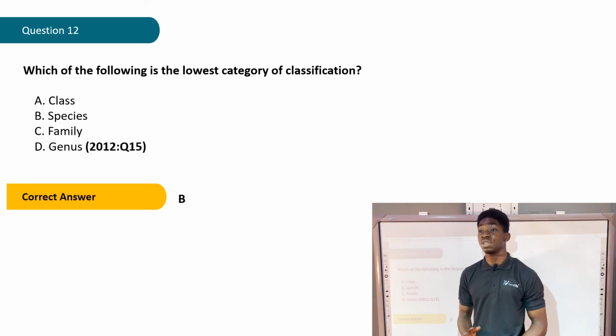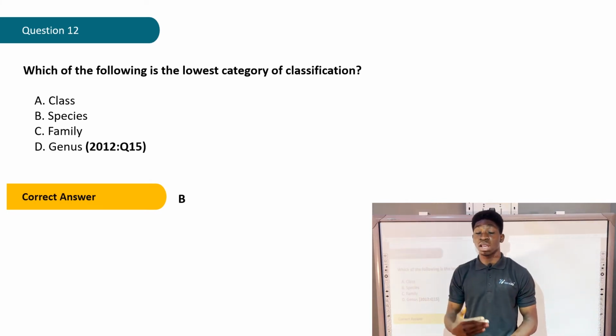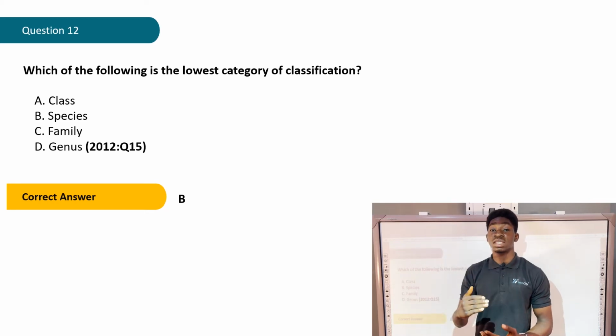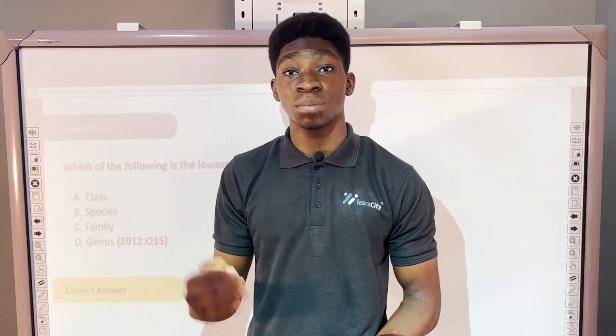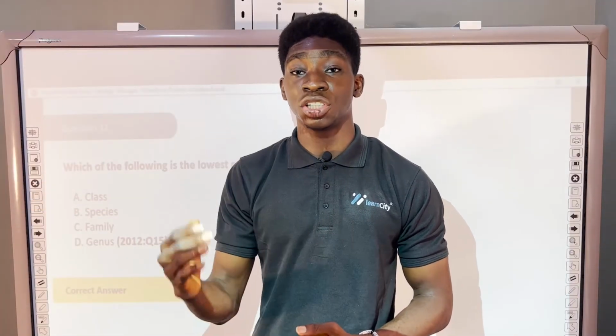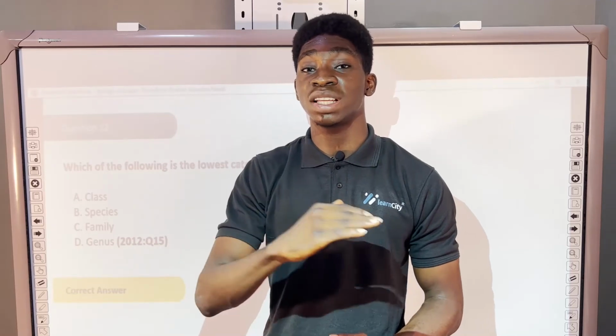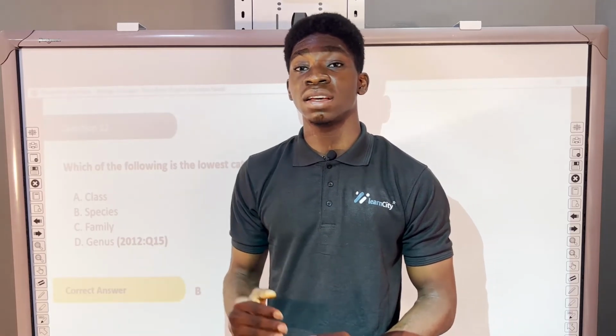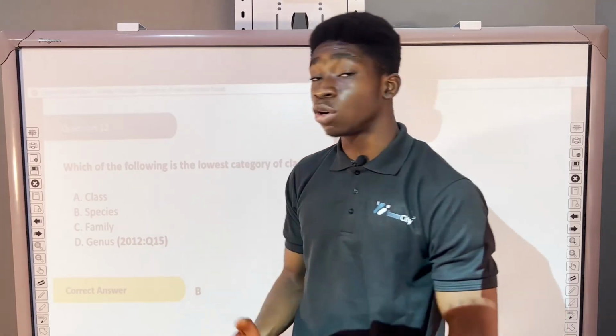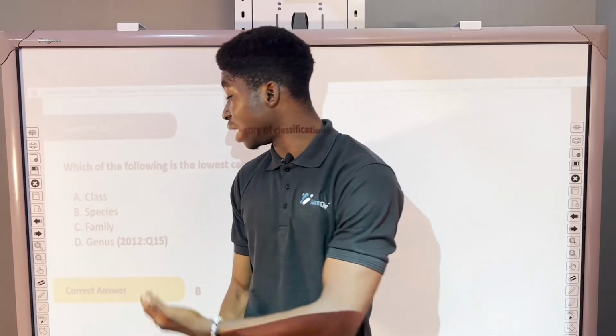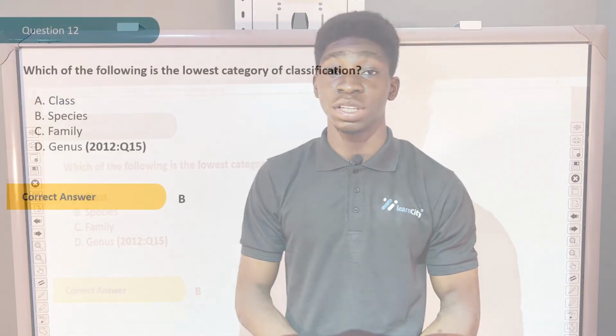The correct answer is B, species, because according to this pecking order of classification, the first system we have is kingdom, then the next one is phylum, then class, order, family, then genus, then species. Species is the last or the least category of classification. Therefore, the answer is species, B.